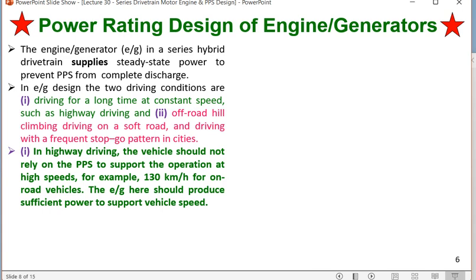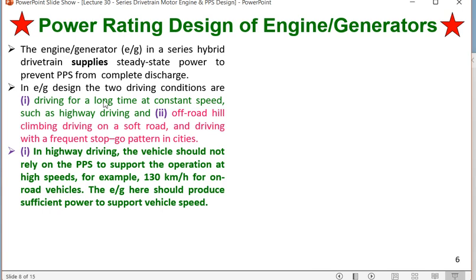So what is the main job of the engine generator? That is a primary source. The main job of the engine generator is to drive the vehicle, and at the same time it will charge the PPS. Charging the PPS means whenever the PPS or battery source is going down or getting discharged, the primary source should be able to recharge it as soon as possible. So there are mainly two jobs for the engine generator or primary source. One is to drive the vehicle, and second is to keep the PPS or battery charged to the extent possible.